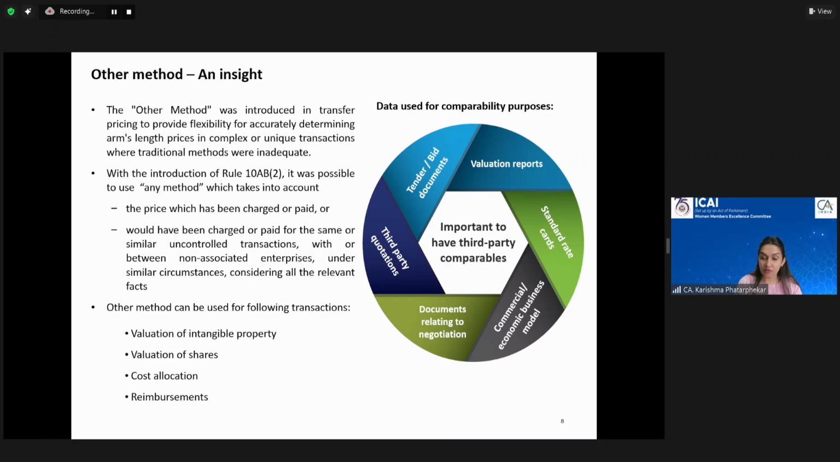The other method gave a flexibility to the taxpayer to say that, look, it would include anything that would take into account a price that has been charged or paid, or would have been charged or paid, for the same or similar uncontrolled transactions, then that can fall under the other method. So things like valuation of intangibles, valuation of shares, doing cost allocation reports, reimbursements, all this started getting defended under the other method.